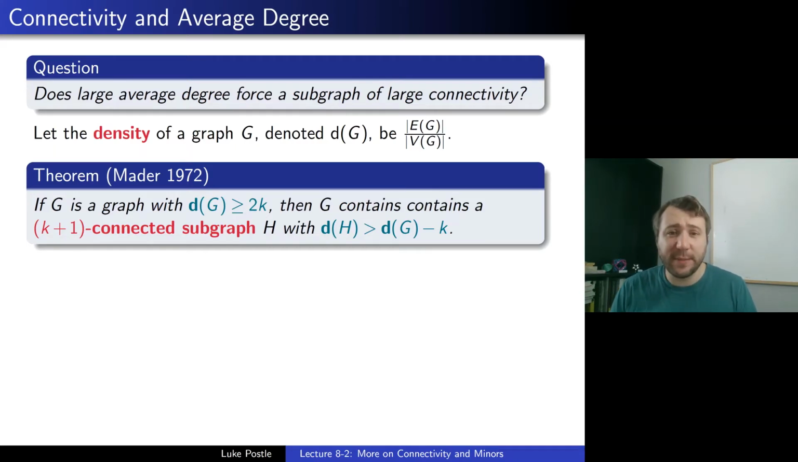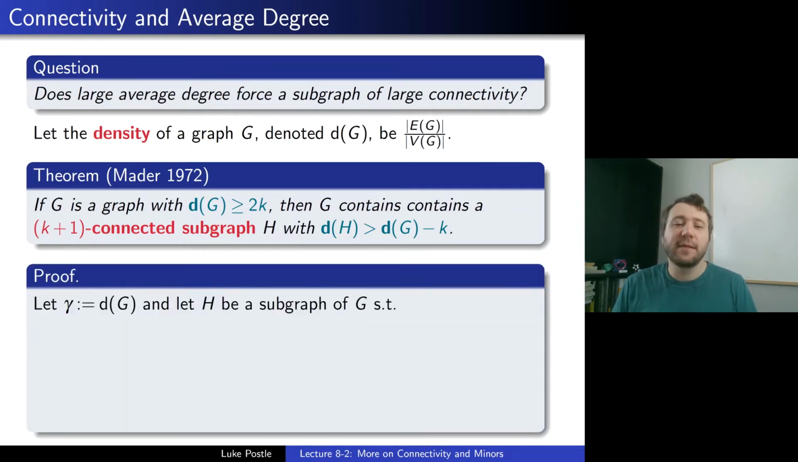If you haven't seen this before, it's a nice proof that's reminiscent of the other proofs in this lecture. So let's go through that. Let's just let γ denote the density of G, just for notational convenience, so we don't have to write d(G) everywhere. And let H be a subgraph of G, where we're going to choose it again in the right way.